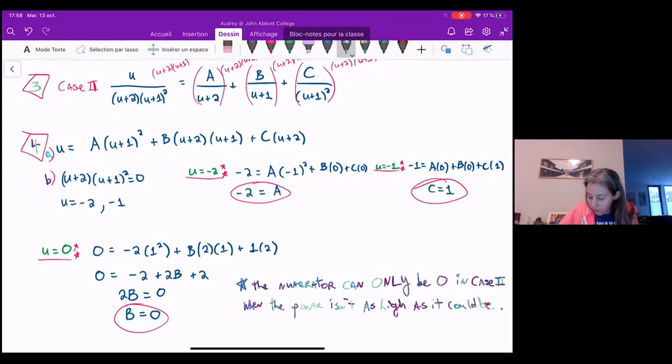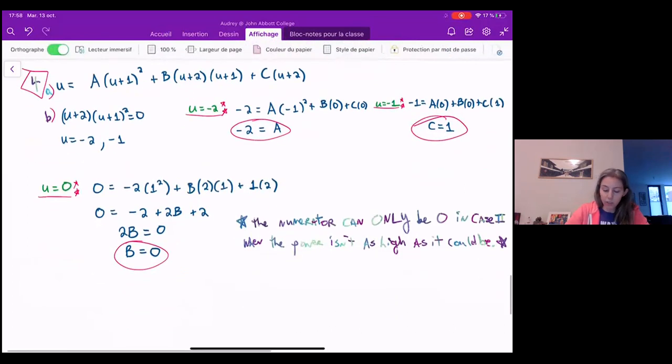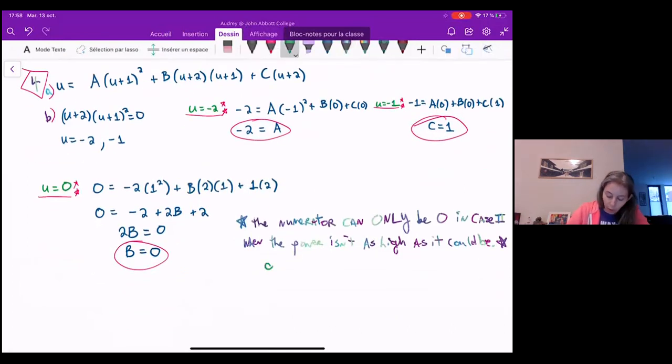And I'm just going to really briefly explain why that's the case. I need for the common denominator to be u plus 2 times u plus 1 squared. Let's say that a was 0. So I have 0 over u plus 2 plus some non-zero number over u plus 1 plus some non-zero number over u plus 1 squared. Well, what happens is that goes away and my common denominator is just u plus 1 squared. It's not what I need it to be.